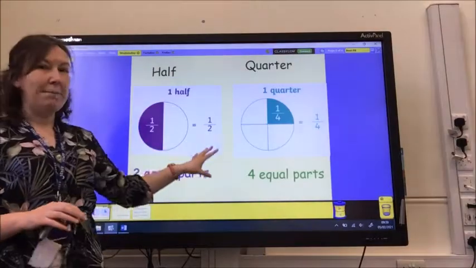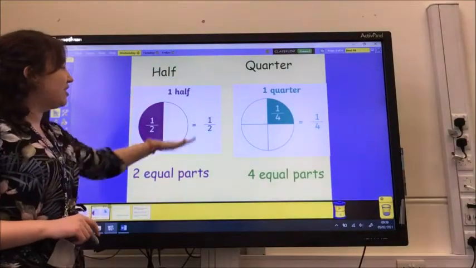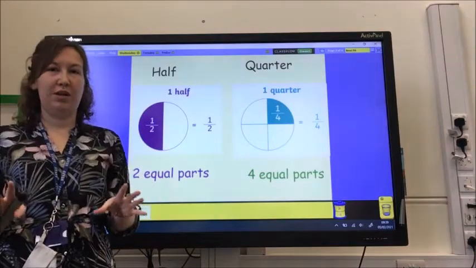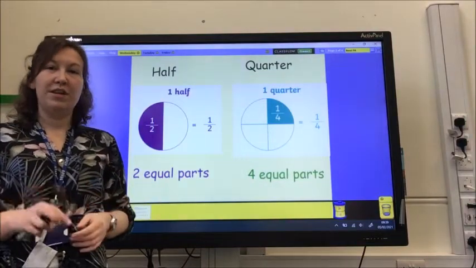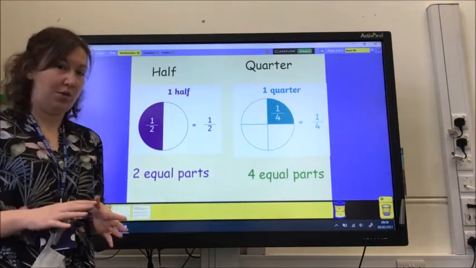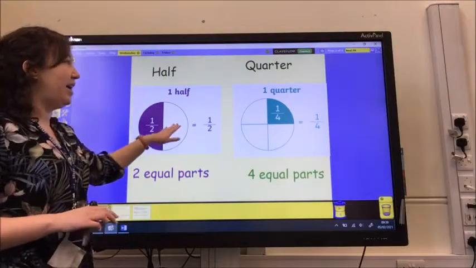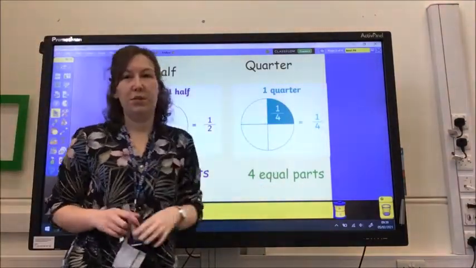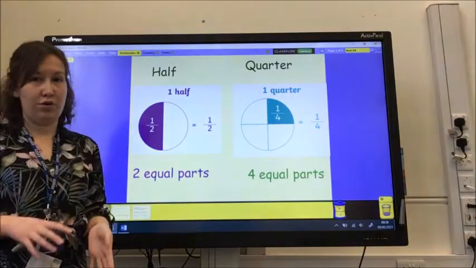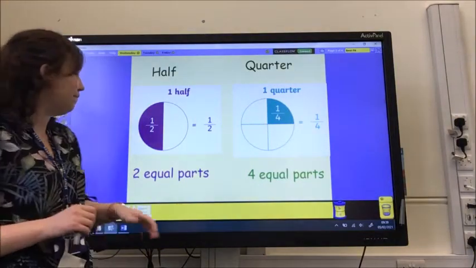So, just remember, half is where you are splitting something into two equal parts. It's really important that it's two parts and they are both equal. And you can see that here. And then quarter is when we are splitting something into four equal parts.